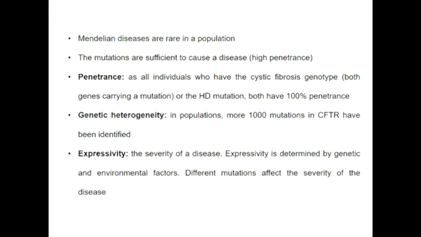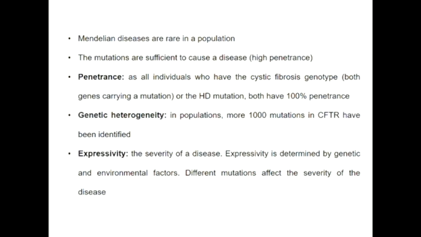So Mendelian diseases are rare in a population. They're sufficient to cause a disease. They have high penetrance. Penetrance is the likelihood that the mutation will cause the disease. Genetic heterogeneity means that you can have a single gene, but you can have multiple mutations in that gene, any one of which will give rise to the phenotype. However, those different mutations may have different effects on the phenotype. See, it's always an if and a but with genetics.